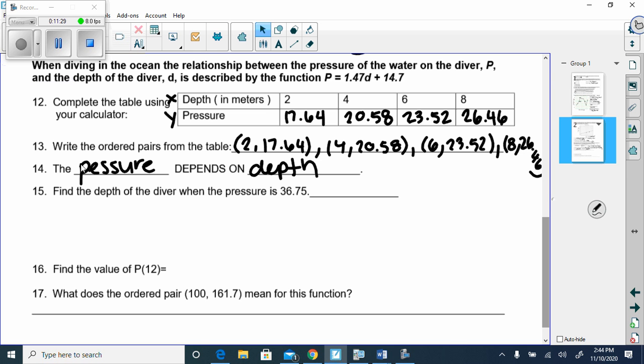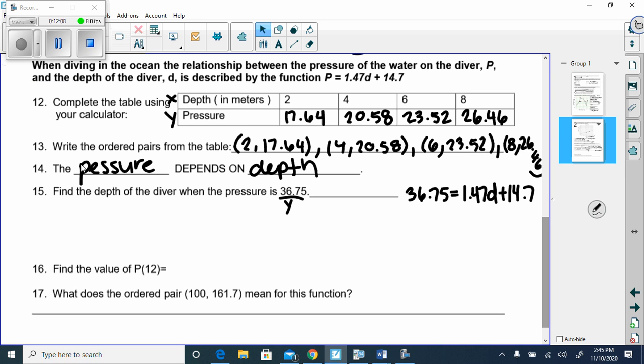Okay, then it says find the depth of the diver when the pressure is 36.75. So again, we could go back to our calculator, but remember this is a Y value, right? So you need to be looking for X when Y is this. Or we could, since it's just one value, plug it into the equation that they gave us. So they told us this is the pressure, so I would plug it in for P. So I'd have 36.75 equals 1.47 D plus 14.7.